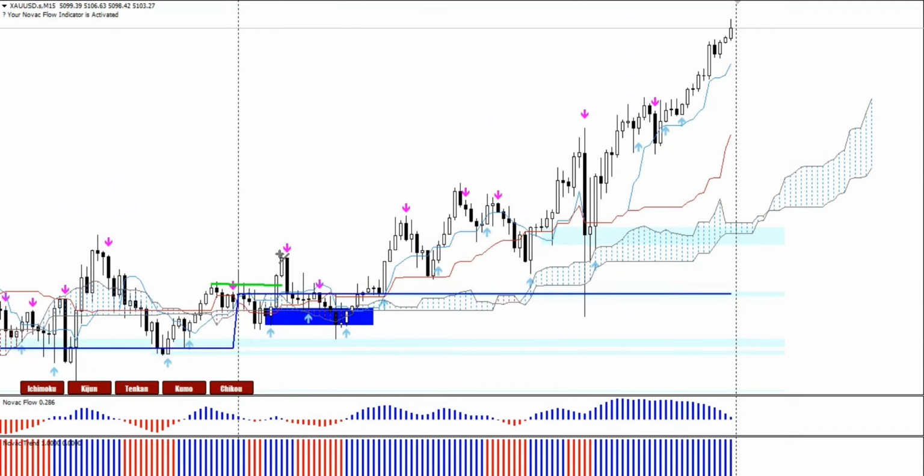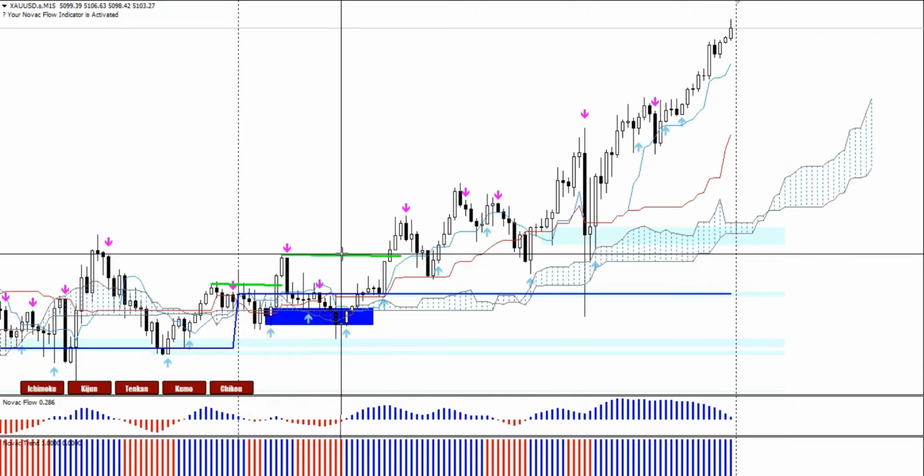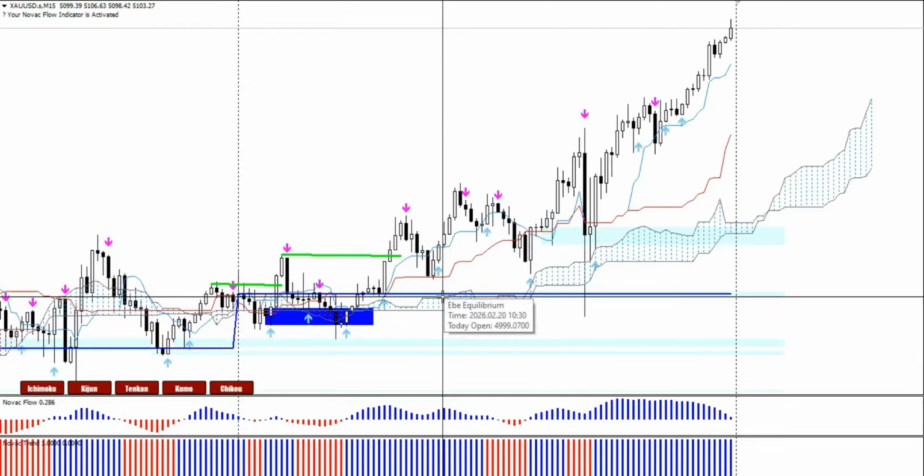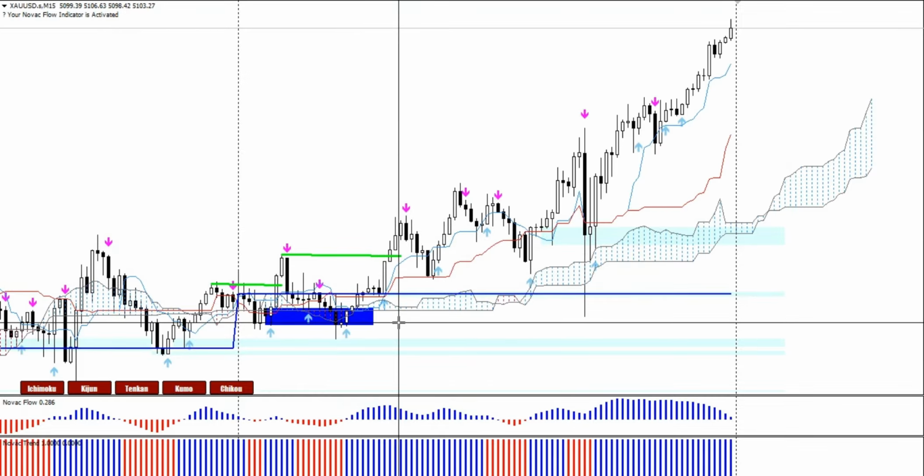We see that there is a break of resistance over here. Okay, so once there's a break of resistance, we say that in future the price is going to pull back. So where do we identify our support?